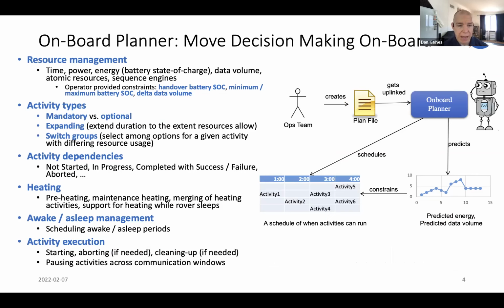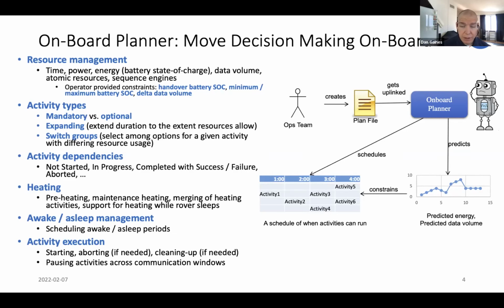So in terms of resources that it manages: time, duration, power, both instantaneous power and energy, and it keeps track of minimum state of charge and maximum state of charge. We keep track of data volumes. We have atomic resources, such as the mast, where only one activity at a time can move the mast around, so it has to manage that. And we've got a limited number of sequence engines to run our command files. And then there are additional constraints we can put on the plan to say that you can do as much activity as you can get in there, but we want to make sure the battery is at a certain percentage state of charge for the next plan to start, because we don't want to start the next plan where we have to immediately go to sleep to recharge the battery.